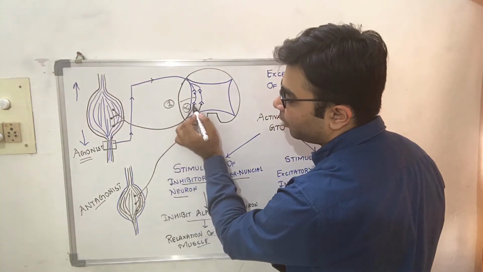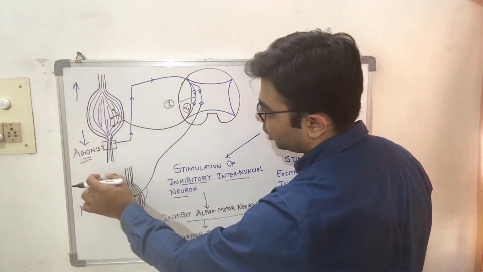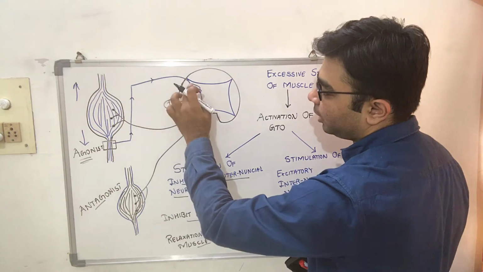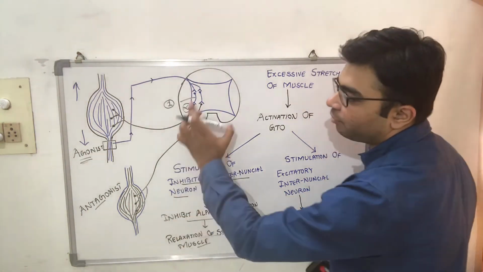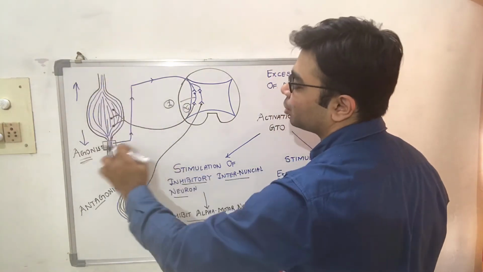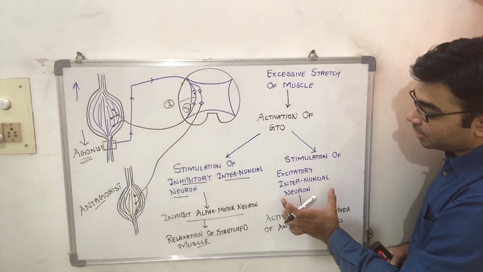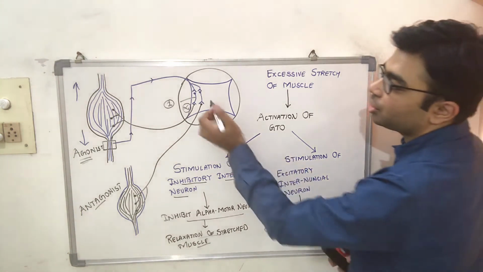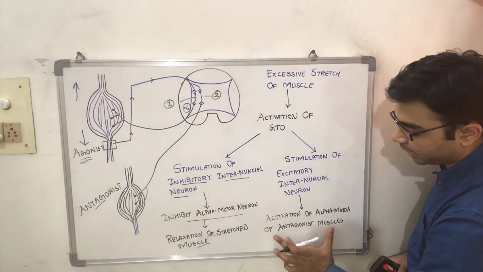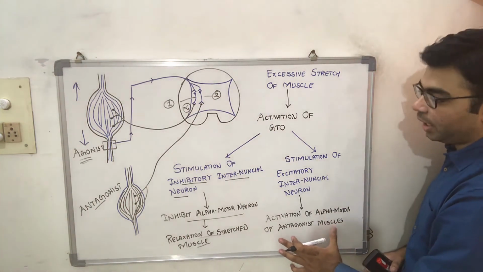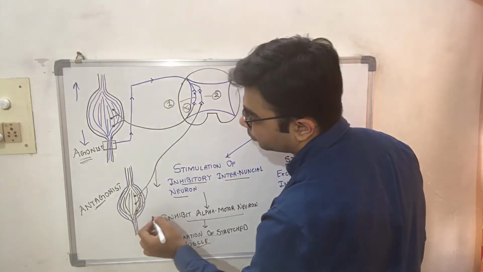So alpha 1 supplies the agonist. Because of the excessive stretching, sensory fibers are coming in and stimulate the inhibitory internuncial neuron, and there is inhibition of the alpha motor neuron. So we see the relaxation of the agonist. But on the other side, there is stimulation of the excitatory internuncial neuron, that is number 2, that is the excitatory internuncial neuron. So there is activation of the alpha motor neuron of the antagonist muscle. So we see contraction over here.